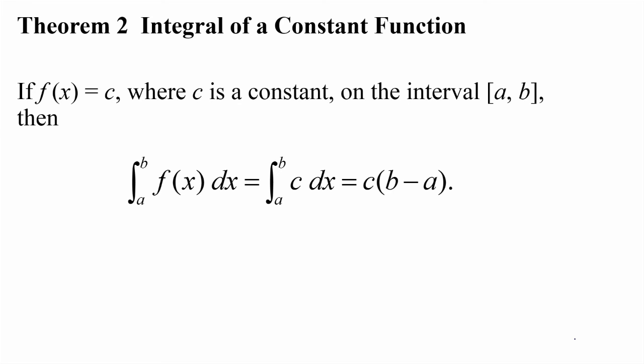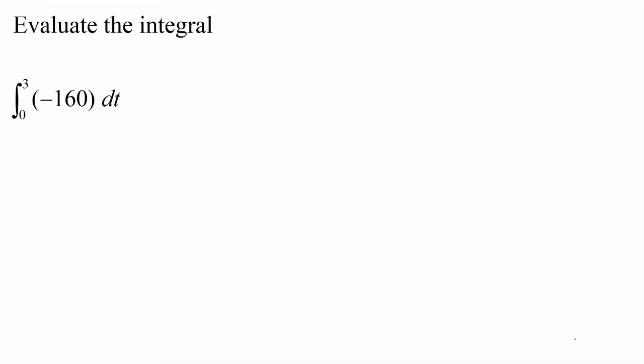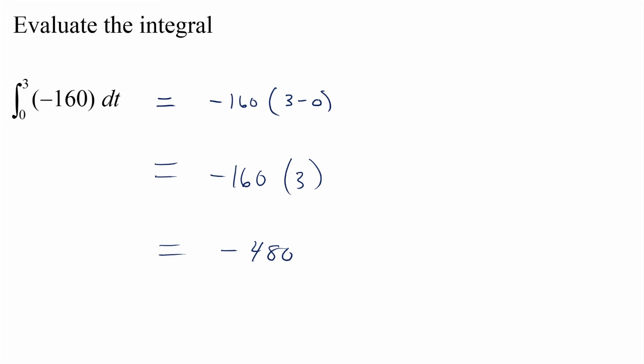Let's try this out. Evaluate the integral. We have the definite integral from 0 to 3 of -160 dt. According to the previous theorem, this definite integral can be evaluated by taking c, the constant, which is -160, times the quantity b minus a, the upper limit of integration minus the lower limit of integration. So we simply end up with -160 times 3, and that gives us -480.